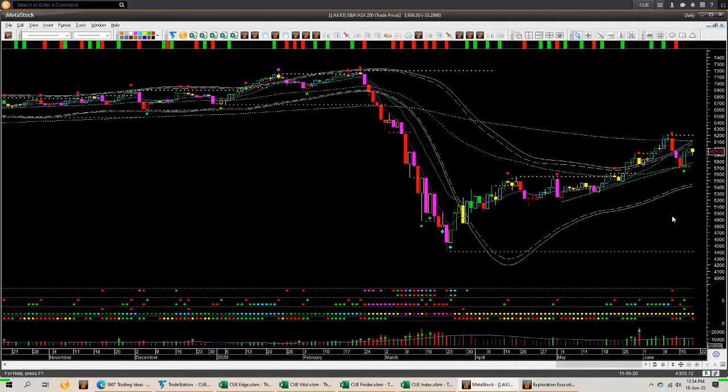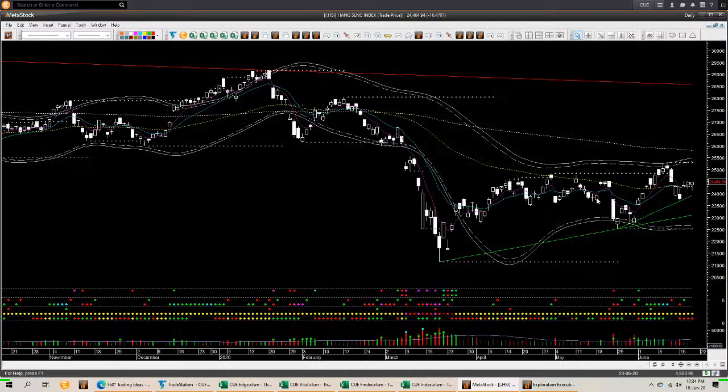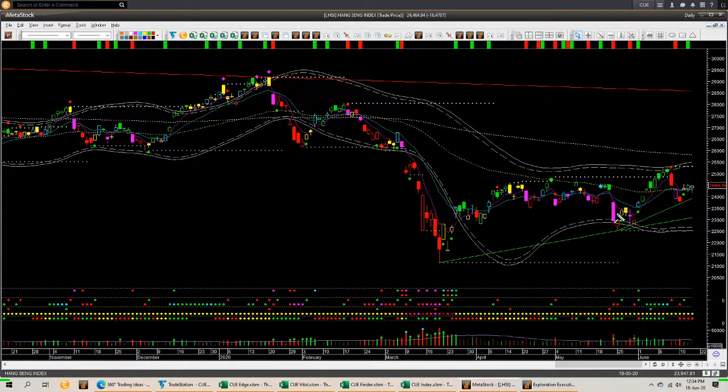Let's look at the Hong Kong market using the index HSI, Hang Seng Index. This is also going up. Price is supported by a memory support trend line. It has higher high and higher low.